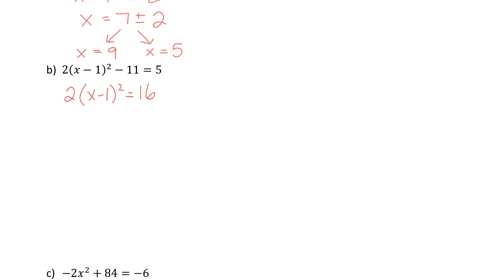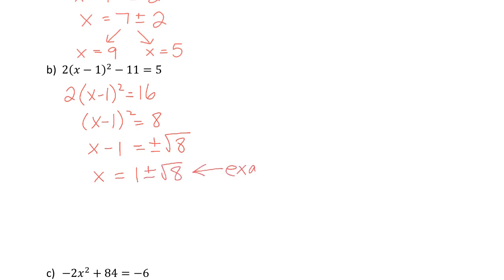The next thing I need to do is divide both sides by 2. So I'm going to have x minus 1 squared is equal to 16 divided by 2, which is 8. So I square root both sides. So I get x minus 1 is equal to plus and negative root 8. So I can't simplify the square root of 8 to a whole number. The question asked me to leave answers as exact, so I'm not going to change this to a decimal. I'm just going to leave it as square root 8. Then I move the 1 to the other side, so I get x is equal to 1 plus or minus root 8. So this is my exact answer, okay?